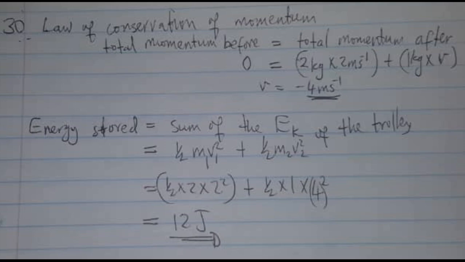Now, to get the energy stored, you are now saying the kinetic energy of each of the trolleys, add them together to get the total energy stored, half m1 v1 squared plus half m2 v2 squared, which is half times 2 times 2 squared plus half times 1 times 4 squared. That gives you 12 joules. So that should be the total energy that's going to be stored in there.